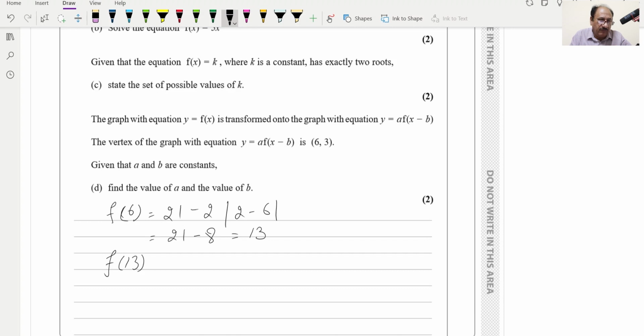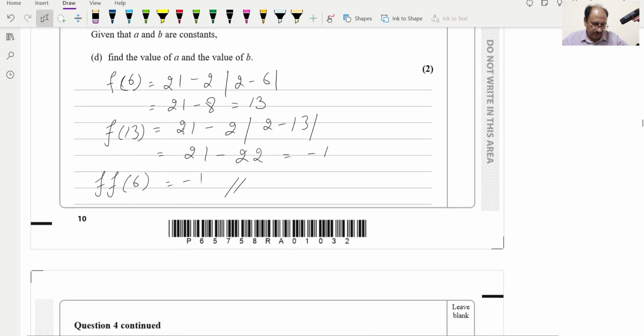to get f of f of 6, and this will be equal to 21 minus 2 and mod of 2 minus 13, and this will be our mod. Now we can simplify this also. So 21 minus 2 and 2 minus 13, always positive, will be 11. So 11 multiplied by 2 will be 22. So we can write here 22. So 21 minus 22 will be minus 1. So our value of f of f of 6 will be equal to minus 1. This will be the answer for this part.